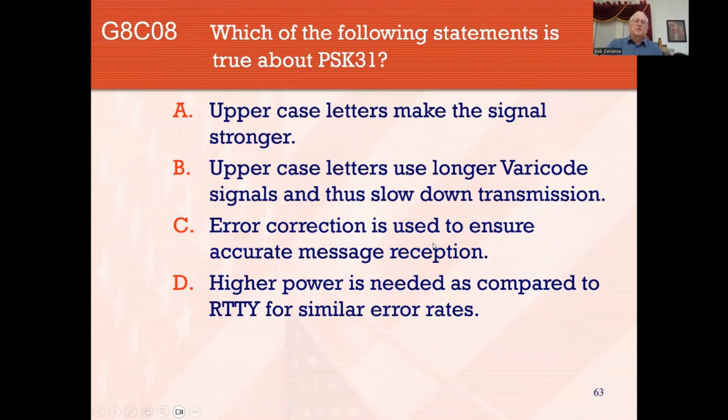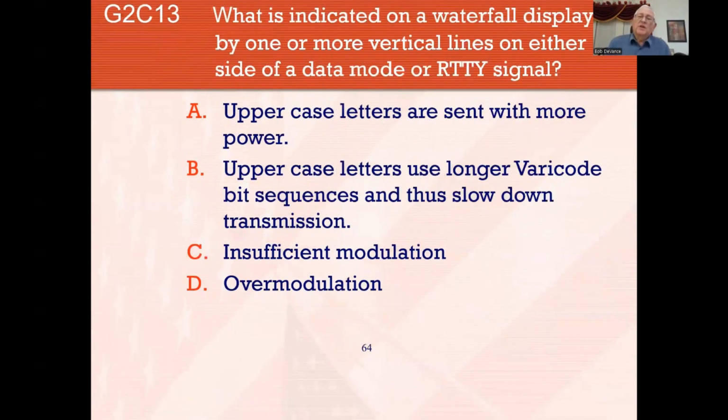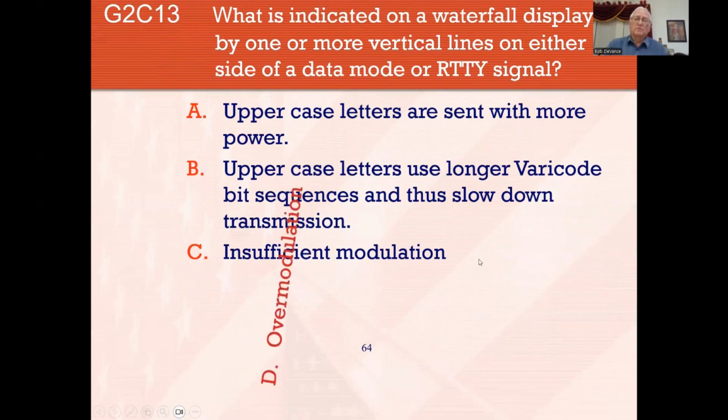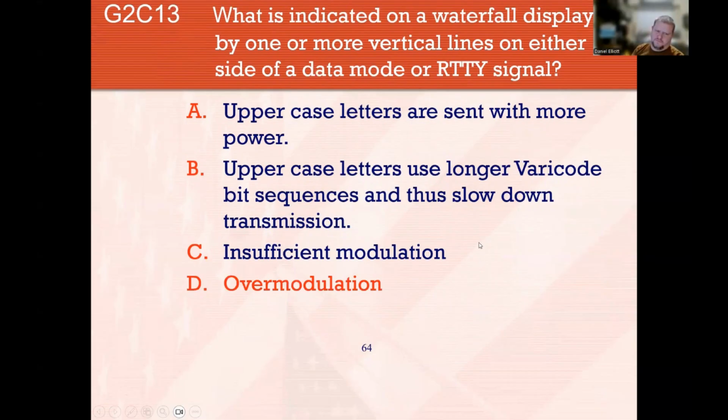Which of the following statements is true for PSK 31? Anybody want to guess that one? B. You got it. Uppercase, use varicode signals. What is indicated on the waterfall display by one or more vertical lines on either side of the data mode? It means the sender is pushing his radio too hard. He's overmodding, making it overmodulate.